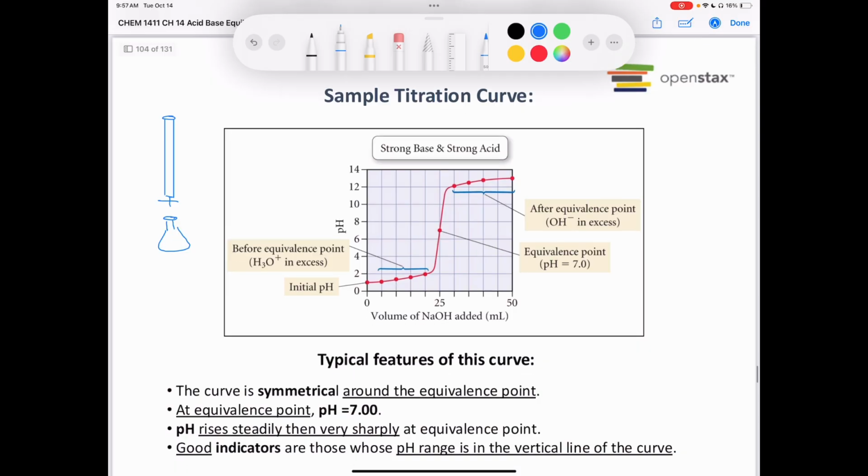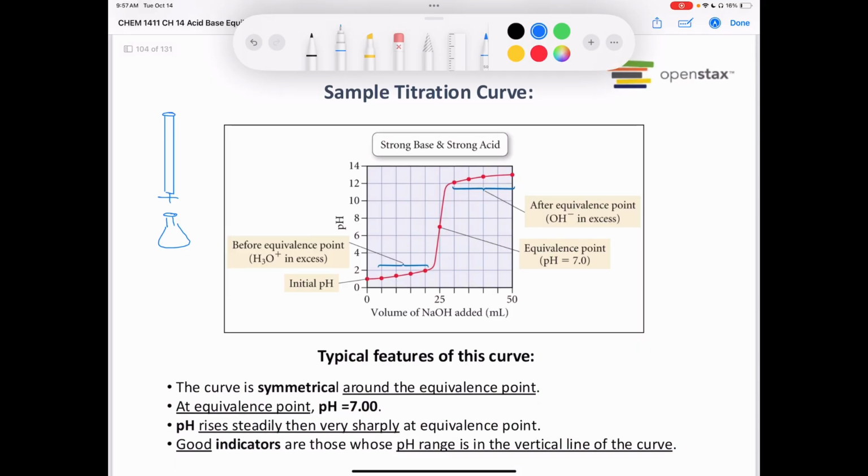All right, so here's the titration curve of what we just did, the titration of a strong base and strong acid. So we're starting out with a strong acid and we're titrating it with a strong base. And so you see here the pH is on the y-axis. Well, the pH is the pH of the solution in the Erlenmeyer flask. And then you see there's the volume of the sodium hydroxide added. Well, that's the sodium hydroxide that came from the burette.